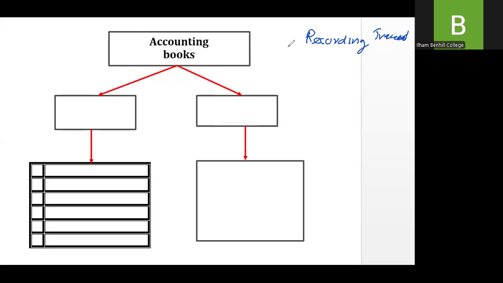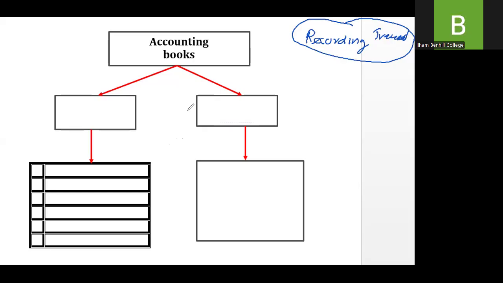Got it? So the main topic here is recording transactions. Under that, I'm going to summarize and explain what accounting books are. To record transactions, we use mainly two types of accounting books. As I told you earlier, you might have studied sales journal, purchase journal, sales account, motor vehicle account, electricity account. I'm going to explain that in detail. So we have two types of books to record transactions.